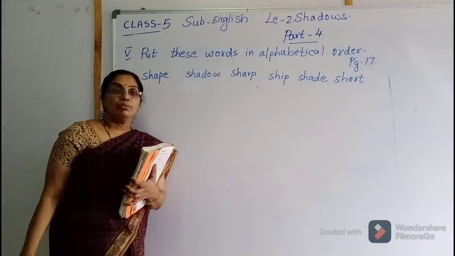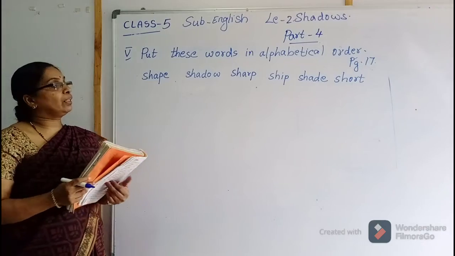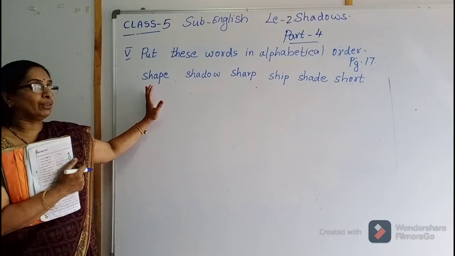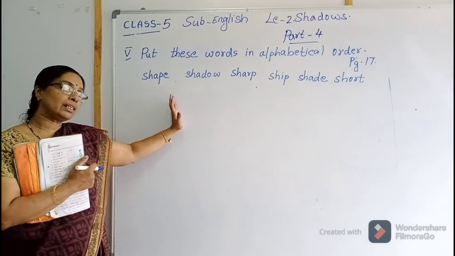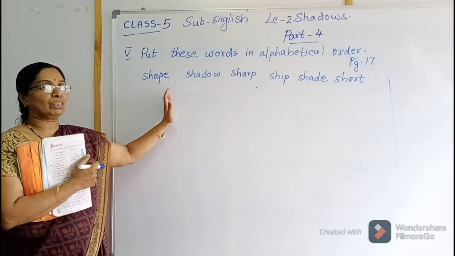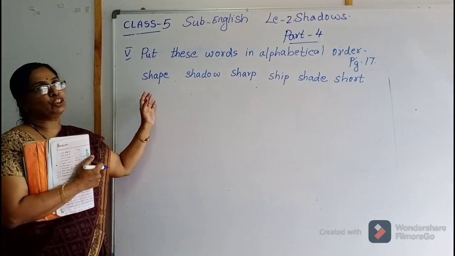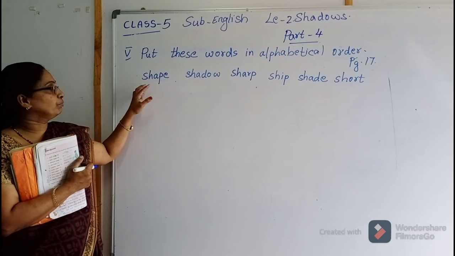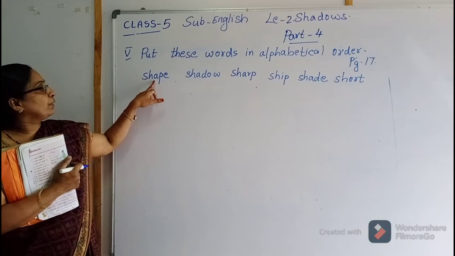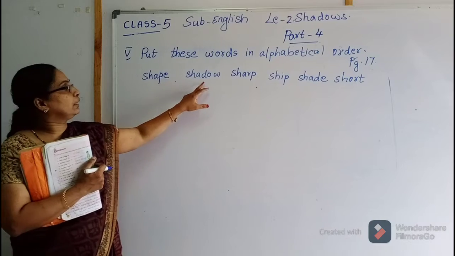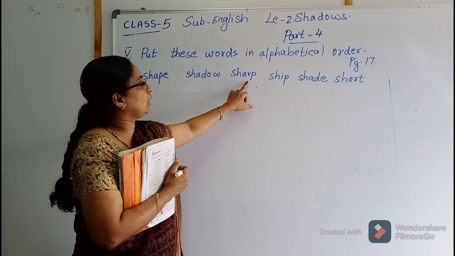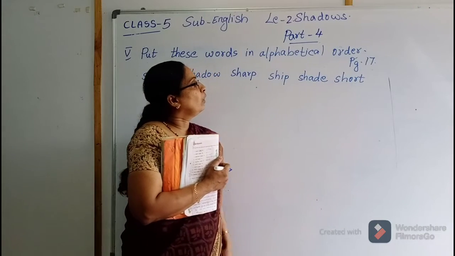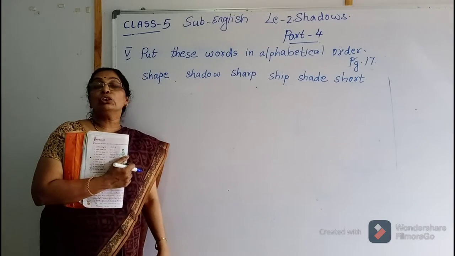One thing, children, what does it mean, the alphabetical order? You know the alphabets, A to Z letters. So A is the first letter, so that is the alphabetical order. You know this, 5th class now, you know the alphabetical order. I don't need to explain. Here the first letters we should consider. Here S-H-A-R-P, S-H-A-P-E, shape, S-H-A-D-O-W, shadow, S-H-I-P, ship, S-H-A-D-E, shade, S-H-O-R-T, short.